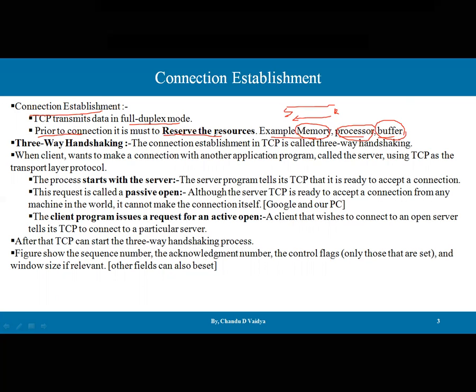Let's take an example of a telephone connection, a dial-up connection, where we dial the number of a particular receiver. At that time, between the sender and receiver, a dial-up connection has been established.